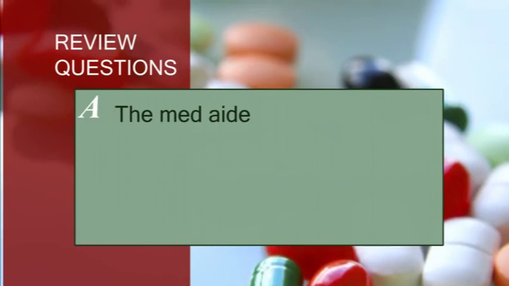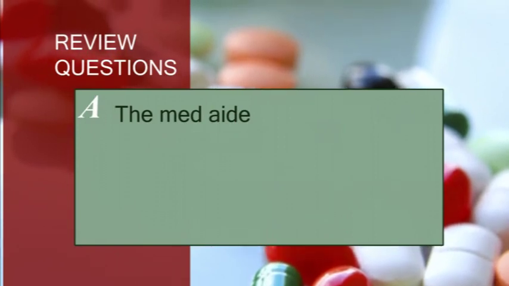You will want to take time to familiarize yourself with a variety of physician orders, so that when you are working as a med aide, you'll feel very comfortable when physician orders are received. Remember, always turn to your supervisor for any questions that you may have.